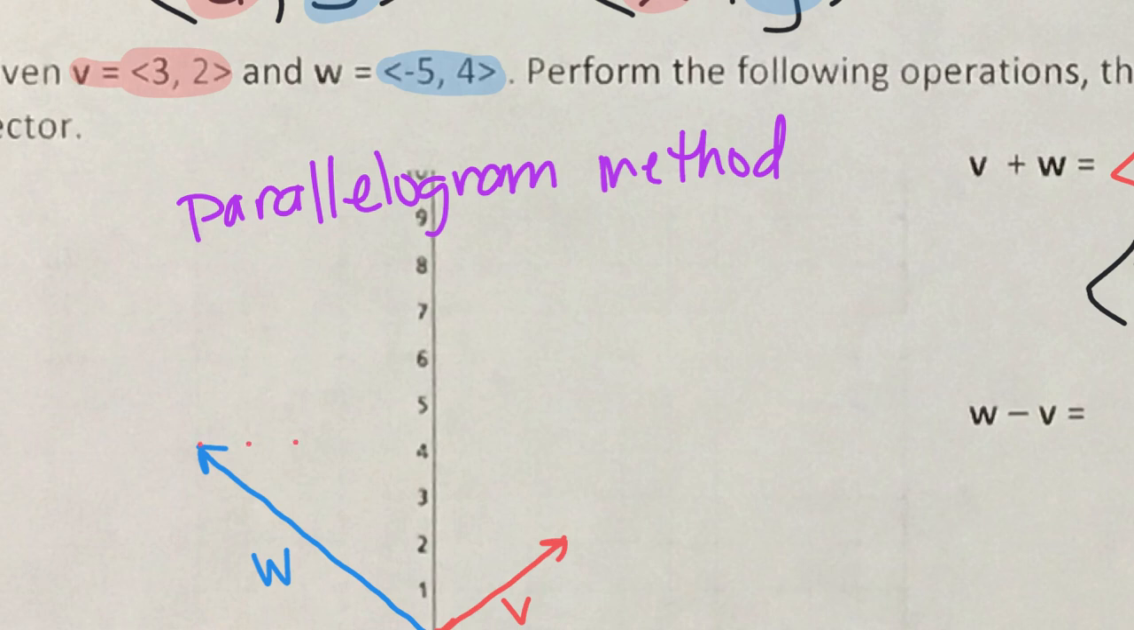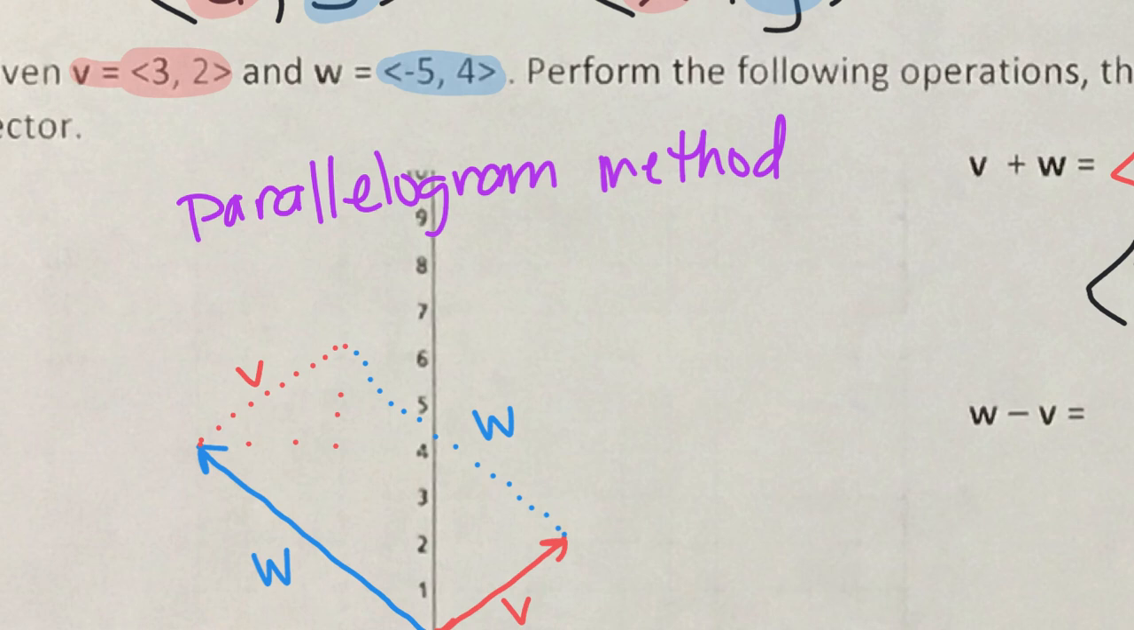So that's 1, 2, 3, 1, 1, 2, right? So this would be the V vector again, the same size. Parallelogram means we have the same length and the same slope. And then here we have your W vector, right? So it makes a parallelogram. That's why they call it the parallelogram method.